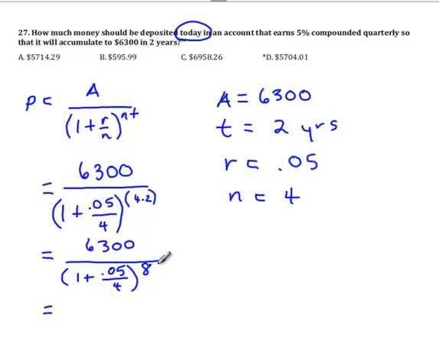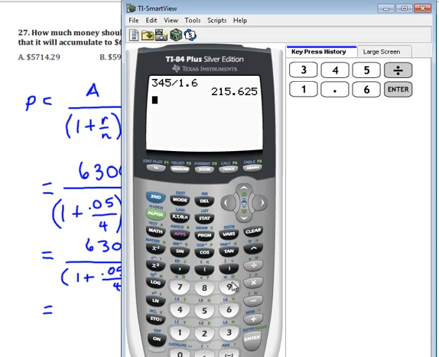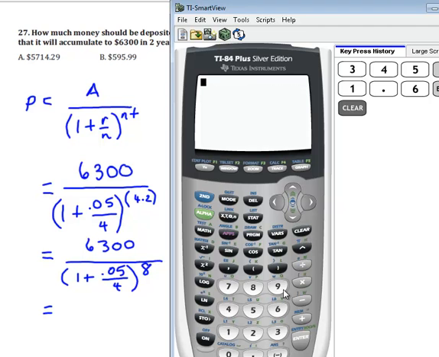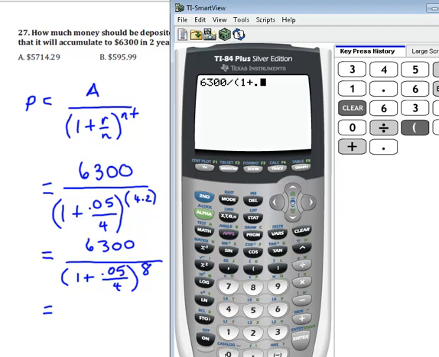And we can now divide this on the calculator and just enter it just like it is. So we can say 6,300 divided by parentheses 1 plus 0.05 divided by 4 raised to the 8th power, or if you do 4 times 2, you have to put the 4 times 2 in parentheses.